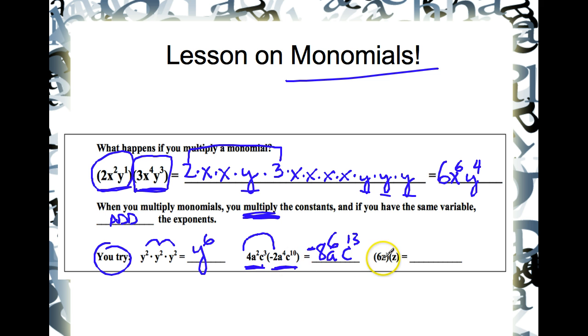And then finally here we have 6z times another z. So you have your 6, and z times z is z squared.